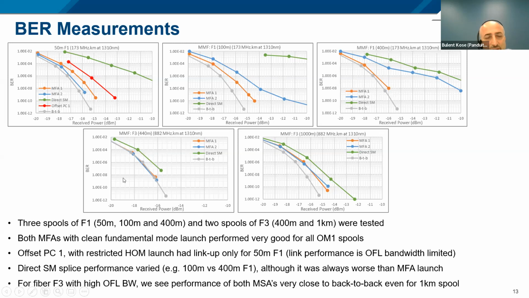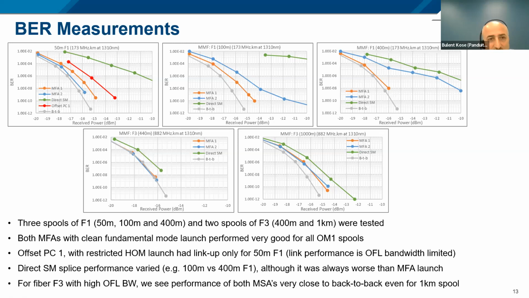So for the F3 fiber, the good fiber, mode field adapters work again very, very well. For 440 meter, the performance was very close to ideal performance for back-to-back. But also the direct single mode splice wasn't very bad either. So this tells you, yes, if you just splice single mode, it may work, but it's not reliable. You cannot just rely on it because it depends on the fiber.